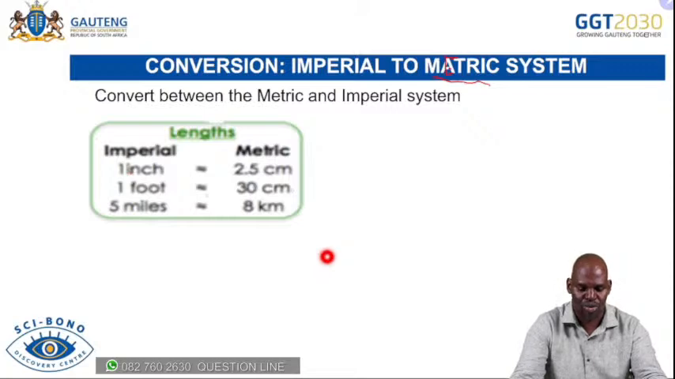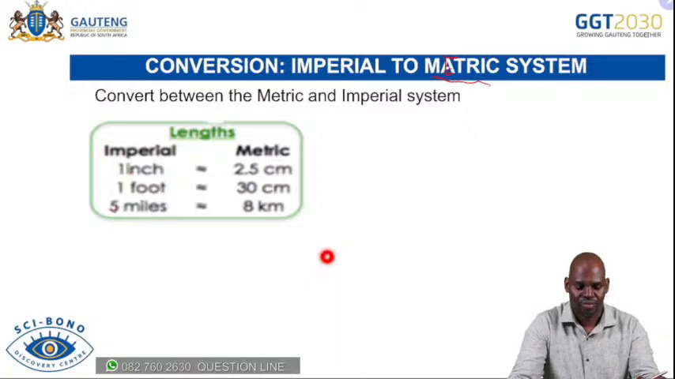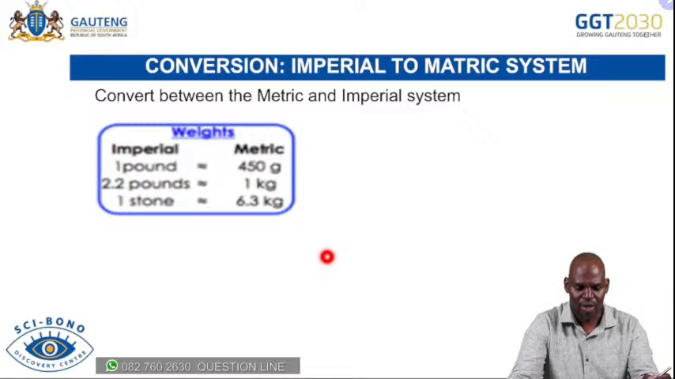5 miles is equal to 8 kilometers. So this one, again, there's a catch there, so it means you'll have to do some rearrangement. It's 5 miles is equal to 8 kilometers, you cannot just multiply by 8 or divide by 8, or divide by 5 or multiply by 5. You see, it's not 1 there. Right, let's look at the next one.